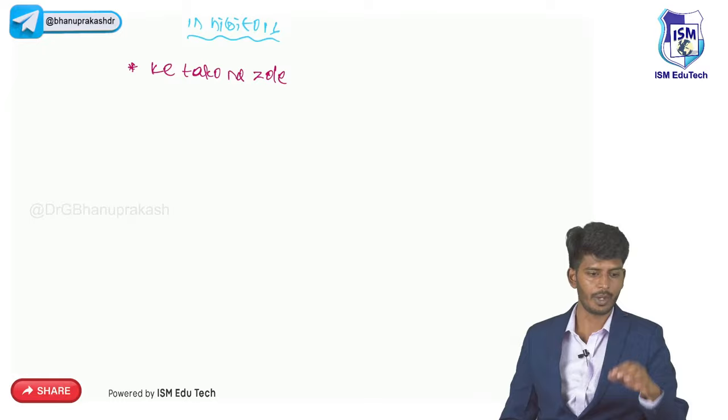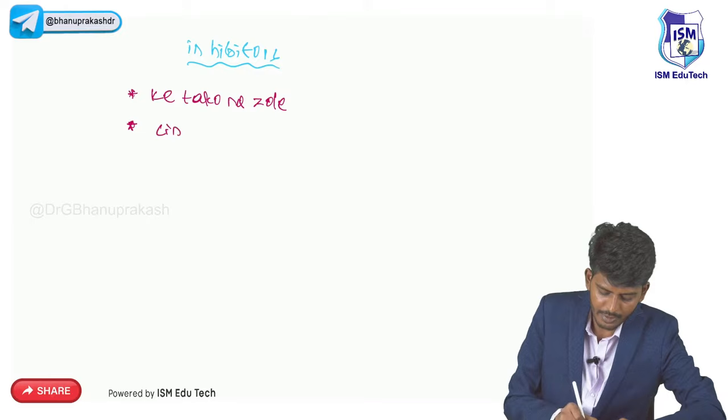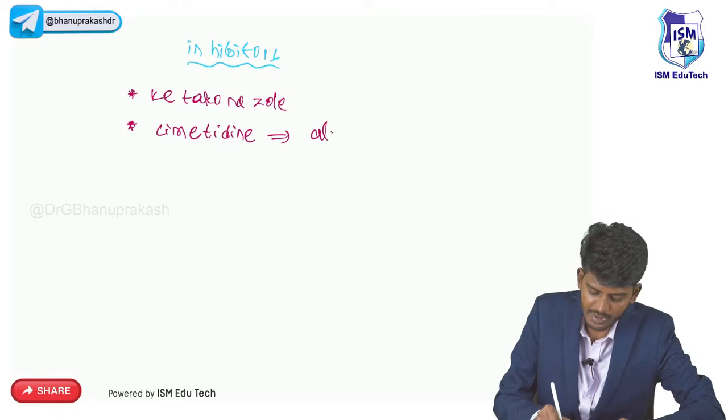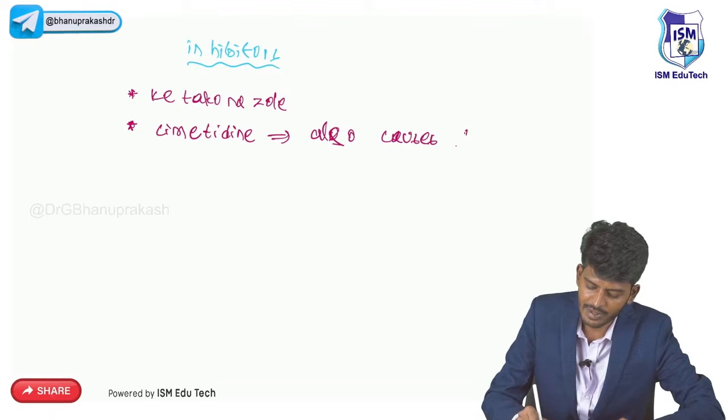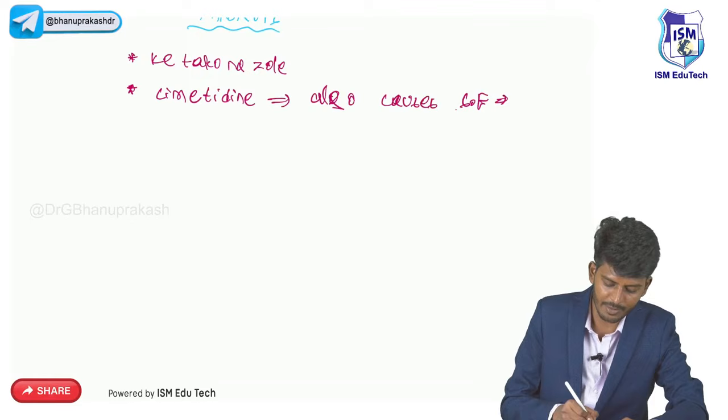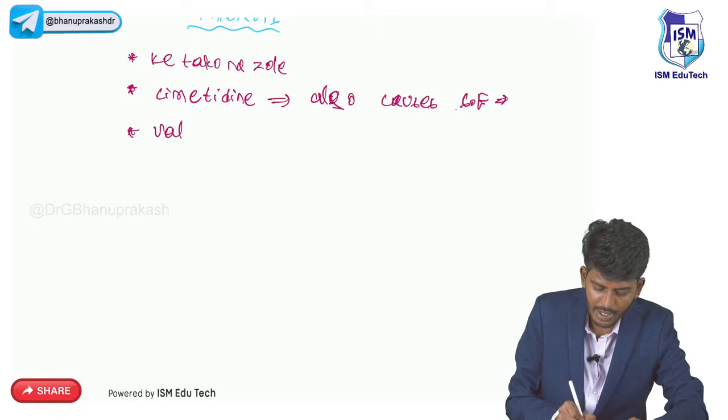Now, there is one drug, itraconazole. There is one more drug, that is your cimetidine. Cimetidine also causes one side effect. What is that side effect? Can anybody tell me? Okay, I'm waiting for the answer. Let me continue with the other drugs. There we had antiepileptic drugs. Here we also have one more drug, valproate.